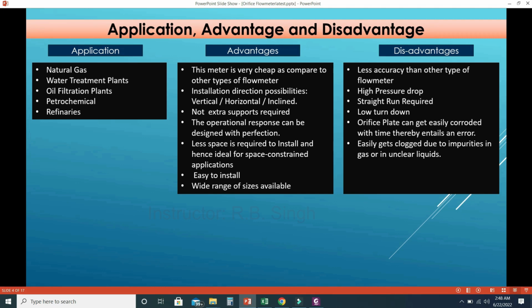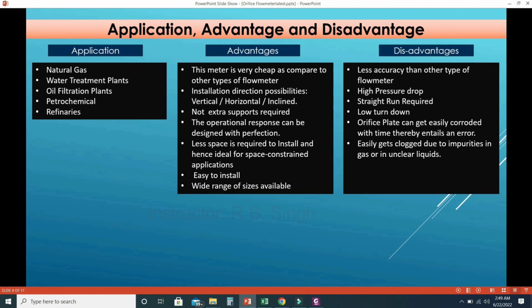However, Coriolis meters, magnetic meters and vortex meters have a limited range of sizes available in the market. But sometimes we require pipe sizes like 36 inch, 60 inch, 80 inch. Then we can use the orifice meter in that case.